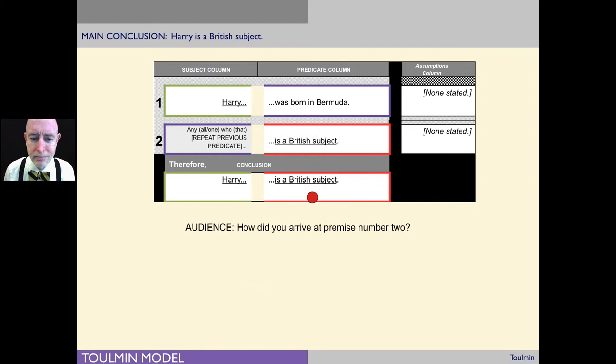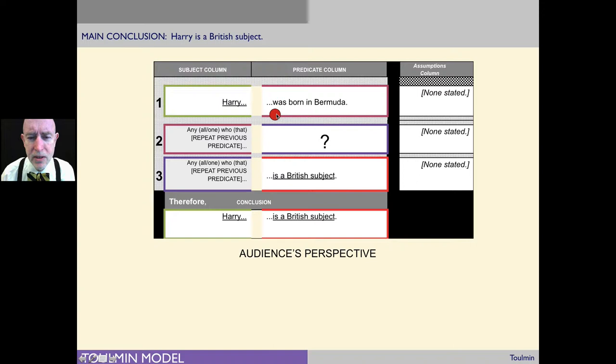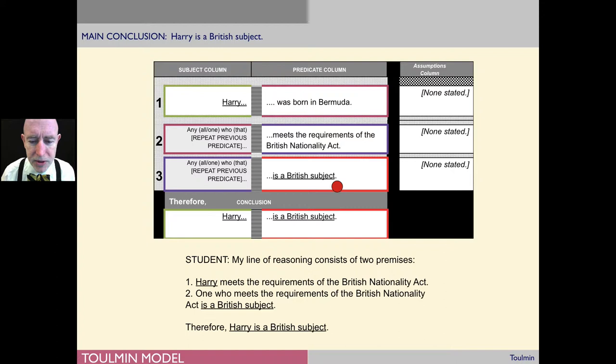But the audience says, how did you arrive at premise number two? So the audience is wondering, how does the fact that you were born in Bermuda lead you to being a British subject? So here again, the audience is looking for the connection from was born in Bermuda to is a British subject. And the student responds, well, I've got two premises that make that connection. One, Harry meets the requirements of the British Nationality Act. And premise number two, one who meets the requirements of the British Nationality Act is a British subject. Therefore, Harry is a British subject.